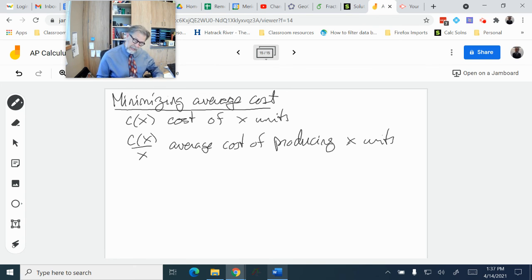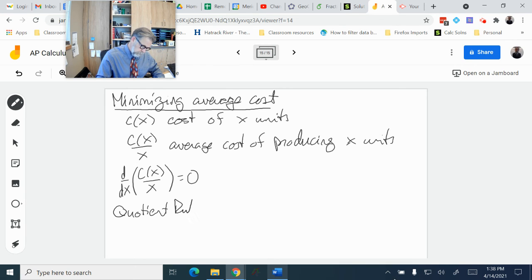So what do we know? Well, we know that we want to minimize average cost, so we want the derivative of C of X divided by X equal to 0. That's going to be a critical point, so let's go ahead and take that derivative. We're going to use the quotient rule. Hopefully you're pretty familiar with the quotient rule, but I'll go ahead and jot down the details. U is equal to C of X, V is equal to X. The derivative of U is C prime of X, also known as marginal cost. The derivative of V is 1.